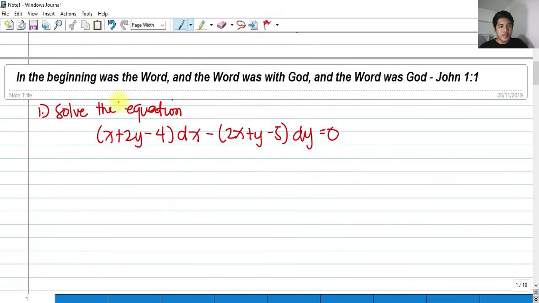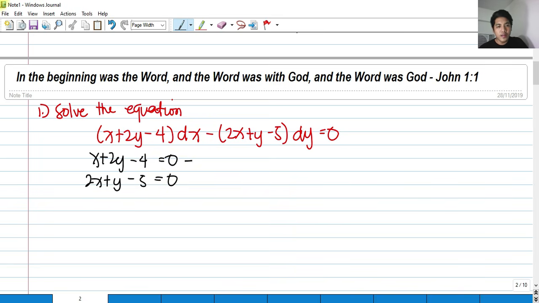Now, let's check the lines. We have x plus 2y minus 4 equals 0 and 2x plus y minus 5 equals 0. We can see from these lines that they are not parallel. So what we are going to do is find the intersection of these. How do we find the intersection? Well, simply we can use substitution.